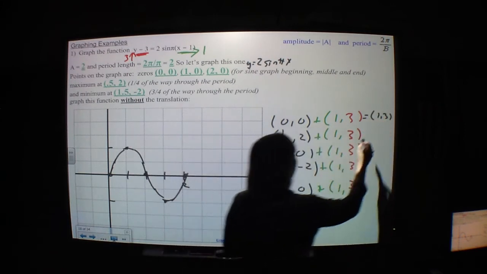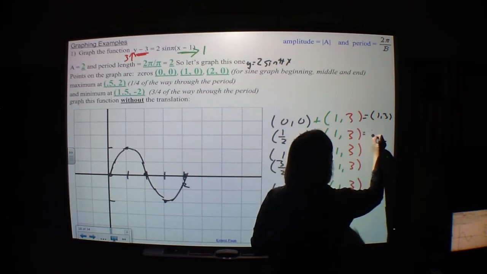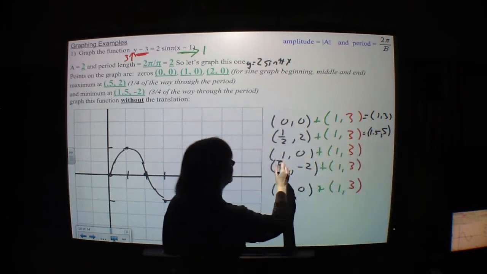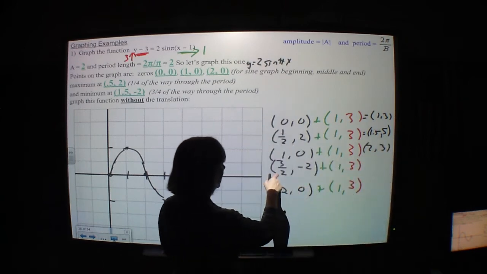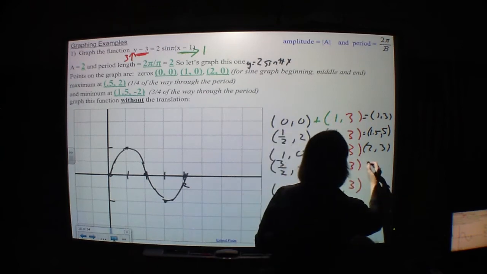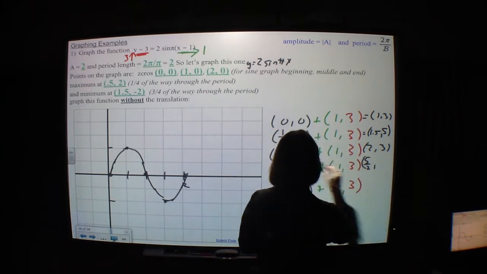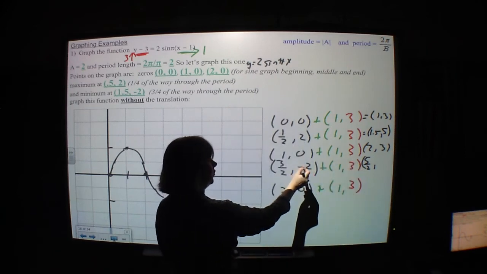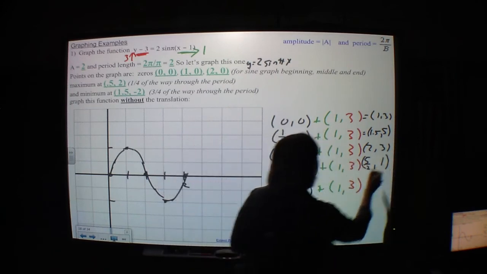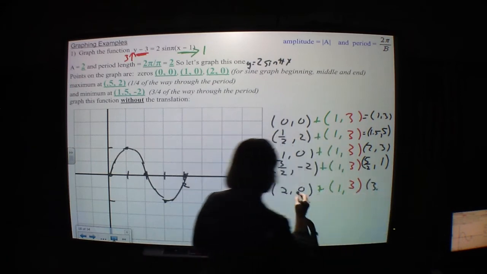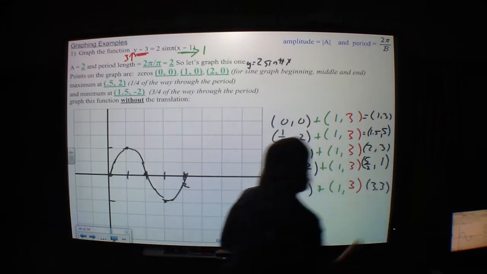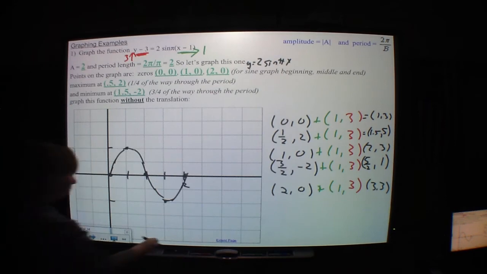This point here would be 1.5, 5. This would be 2, 3. This would be 3/2, 5/2, or 2.5. 5/2, 3. 3 plus a negative 2 is positive 1. 2 plus 1 is 3. And 3 plus 0 is 3. So there are my new points.